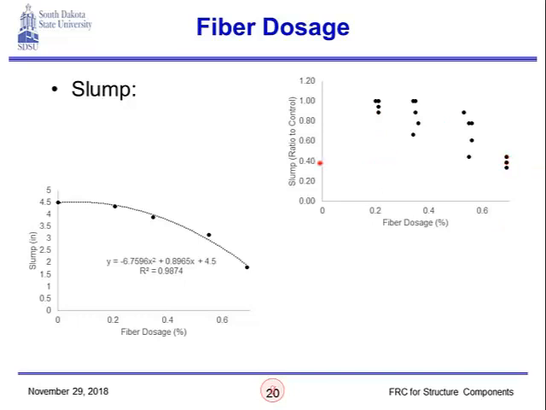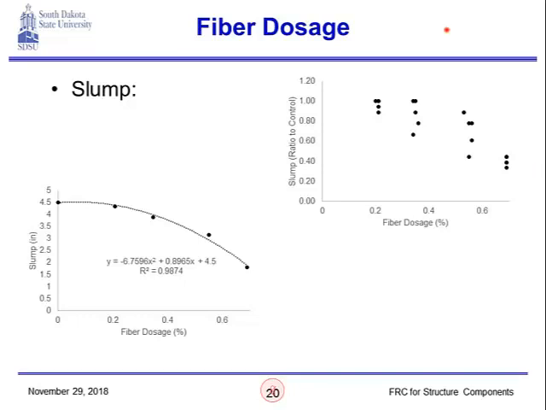So here we have a loss of around maybe 70% or 60% in slump. So these values are the ratio to the control. If you have a little bit of fibers, slump does not change much, but as we increase the fibers, we see a very notable drop in the slump.